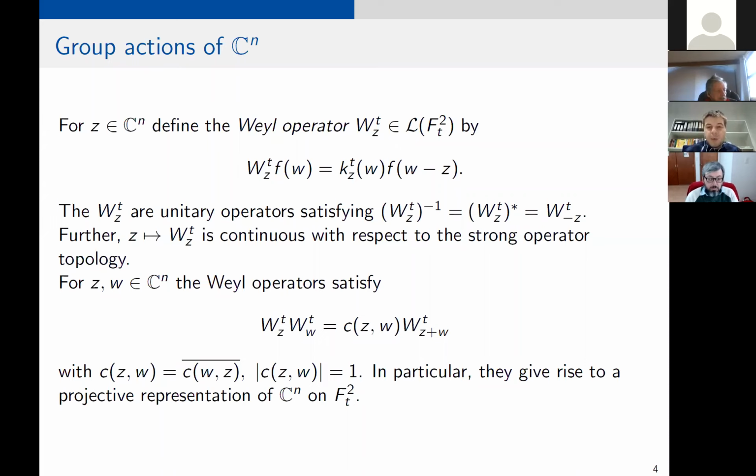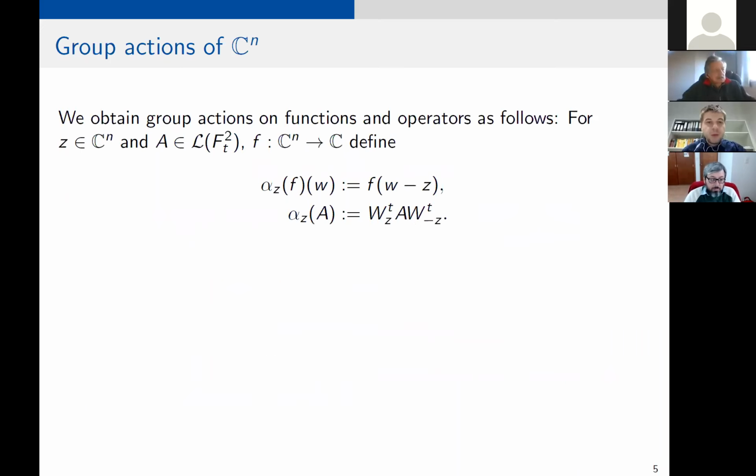So in principle, what this tells you is that you get a projective representation of Cn on the Fock space. If you don't like the word projective representation, then just ignore it. It's not really important. What this means, just so you know. And now let's come to the actual group actions.